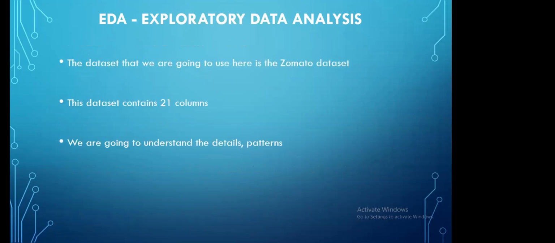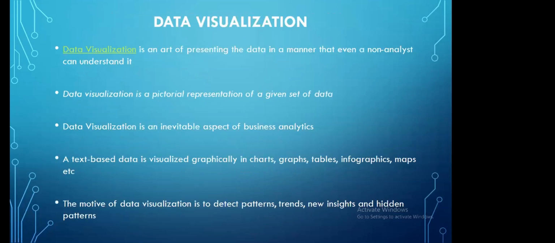Here we are going to take the Zomato dataset and perform operations on it. The dataset has 21 columns and multiple rows for our analysis. The main objective is to understand the details and patterns that are present in that data. The next question is, how are we going to understand the details and patterns, right? As you can see, those things are understood with the help of data visualization.